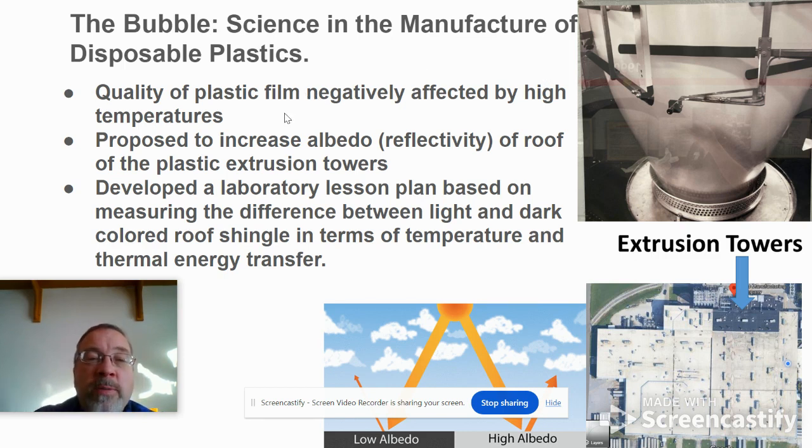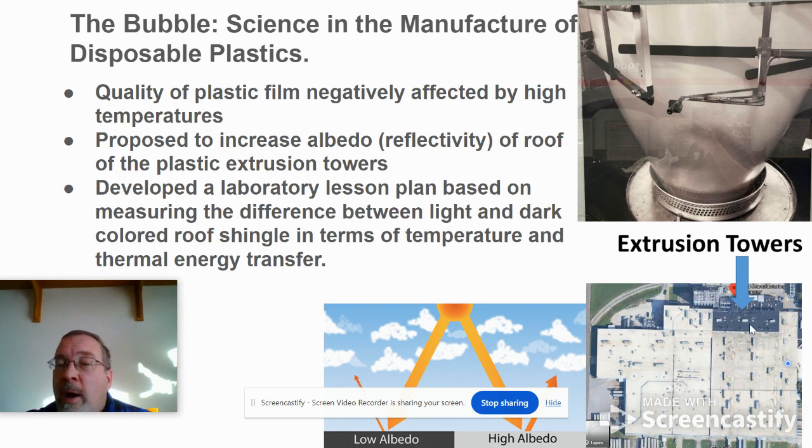During the summer of our placement, the temperatures were over 100 degrees. This heat was transmitted into the building, overwhelmed the AC units, and negatively affected the quality of plastic film production for trash bags. So I identified a way to reduce the albedo, which is to increase the reflectivity of the roof, and reduce the temperature inside the plant.